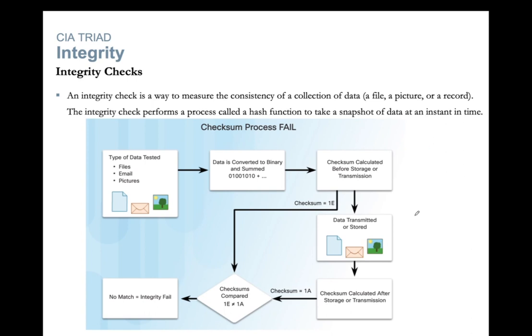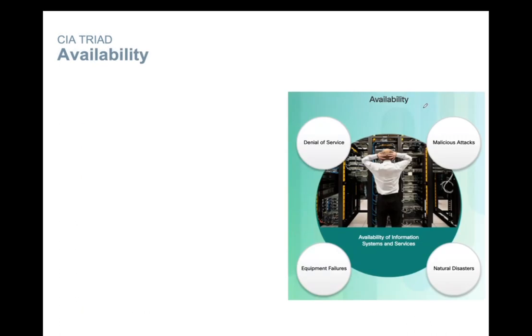The next principle of security is availability. Data availability is the principle used to describe the need to maintain availability of information systems and services at all times. Cyber attacks and system failure can prevent access to information systems and services. For example, interrupting the availability of a competitor's website by bringing it down may provide an advantage to its rival.